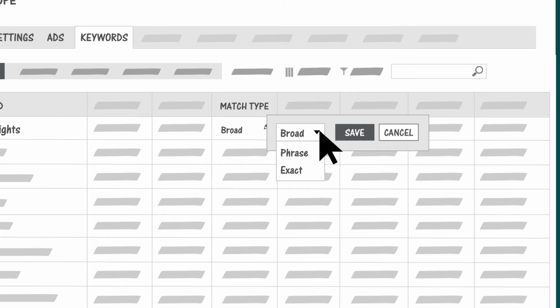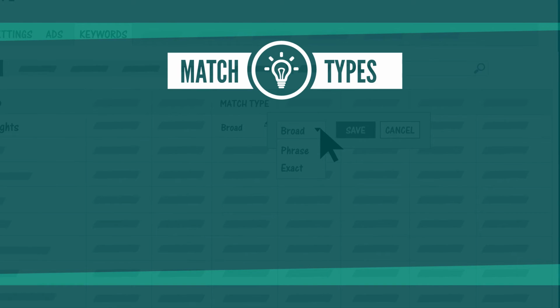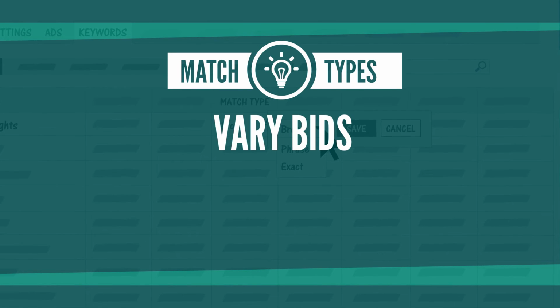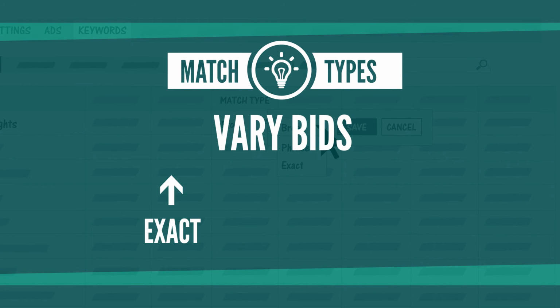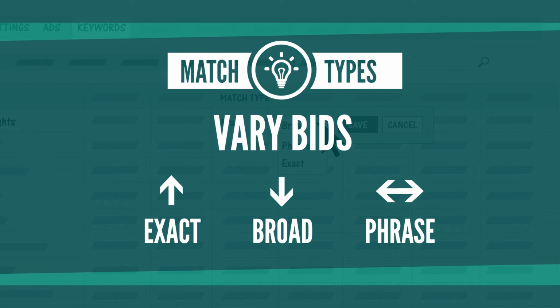As you experiment with using match types, here are a couple of things to keep in mind. If you create multiple match types for the same keyword, vary your bids. For example, bid the highest for an exact match, the lowest for a broad match, and somewhere in between for phrase matches. This strategy prevents your more general keywords from competing with your exact match keywords.